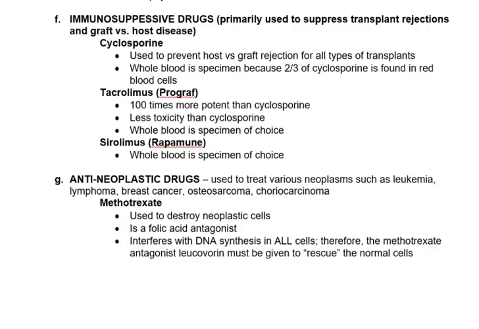Our very last class of drugs that we're going to discuss is anti-neoplastic drugs. These are used to treat various neoplasms such as leukemia, lymphoma, breast cancer, osteosarcoma, and choriocarcinoma. Methotrexate is used to destroy neoplastic cells. It is a folic acid antagonist. It interferes with DNA synthesis in all cells. Therefore, the methotrexate antagonist leucovorin must be given to rescue your normal cells.